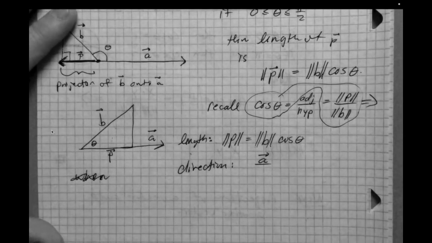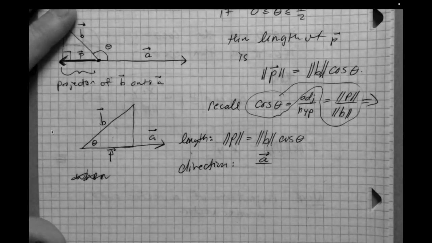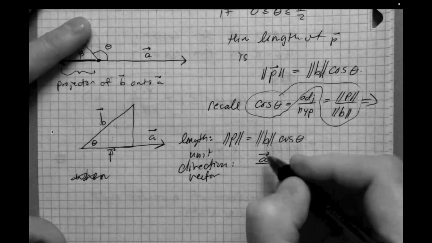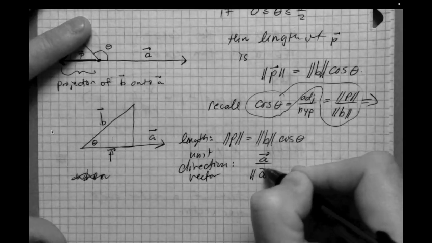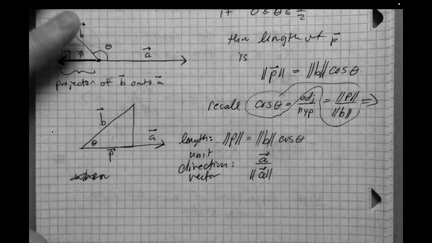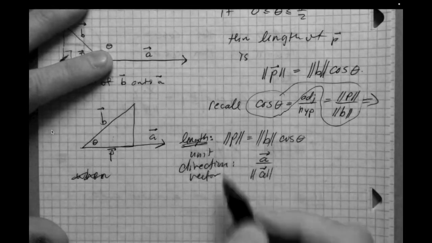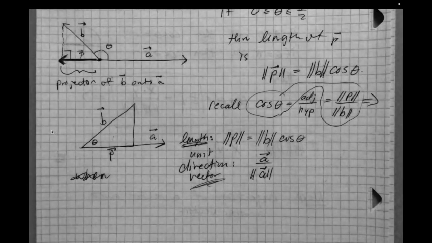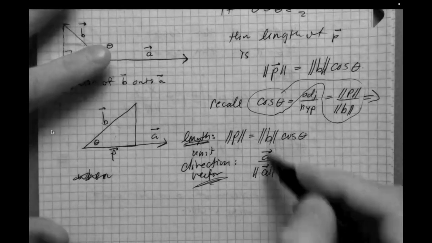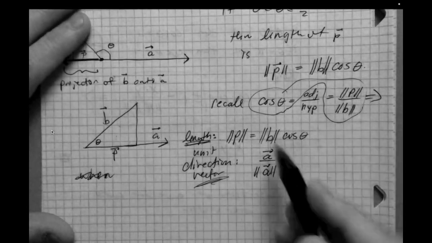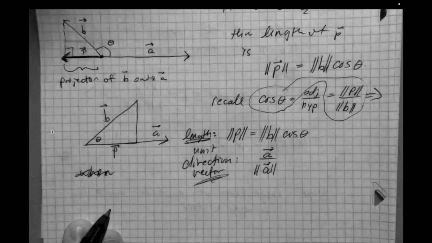Well, you can think of the A vector as the direction, but if I want to have a unit direction vector, then I can take the A vector and divide by the norm of A, like so. Okay, and so now I've got the length and I've got the direction of P, in terms of A and B, and the angle between them. Okay, so this is in the case of theta being an acute angle.